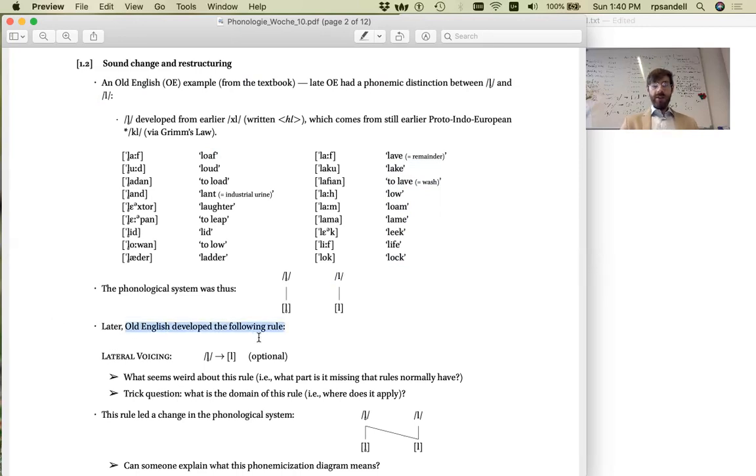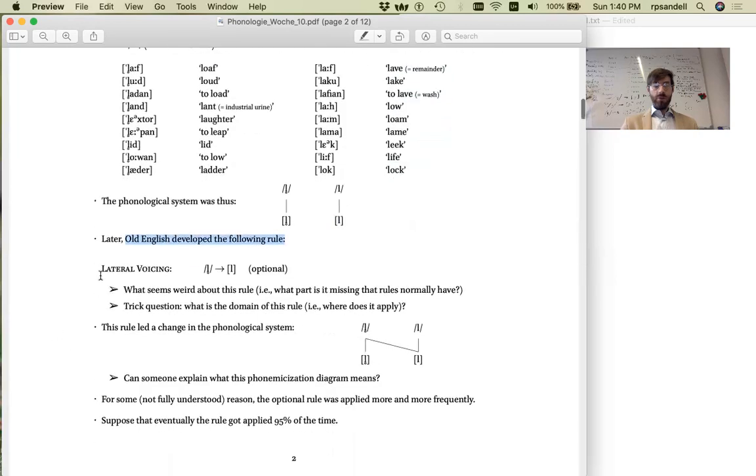But at some point, we could say that Old English developed the phonological rule given here of lateral voicing, whereby a voiceless lateral approximant could be realized as a voiced lateral approximant. So that underlying sound could be realized in a slightly different way. And as the textbook does, sometimes we could say that this rule was optional. Speakers could realize the voiceless lateral approximant phoneme either as a voiceless or as a voiced sound. Let's think for a minute what seems perhaps a little odd about this rule.